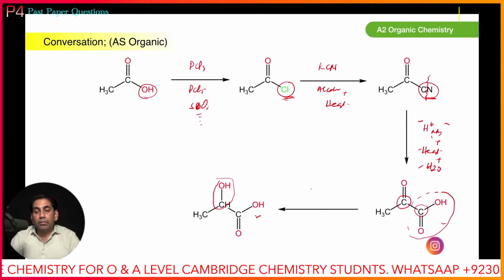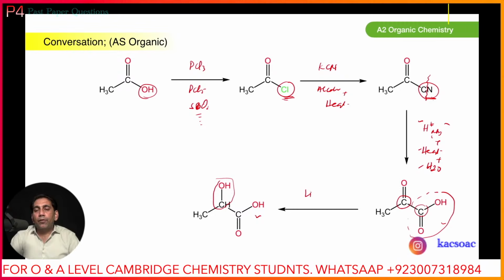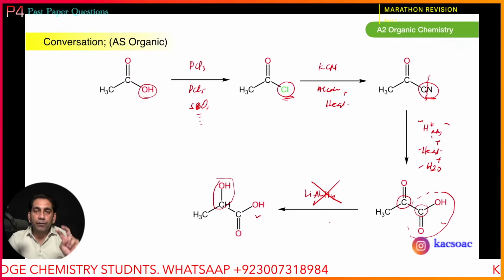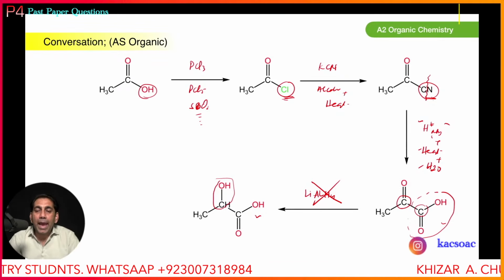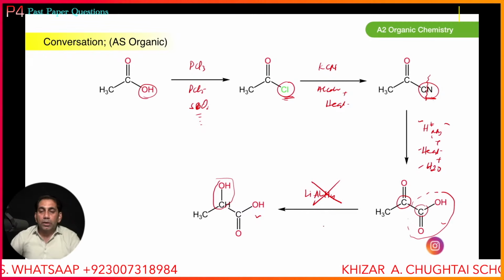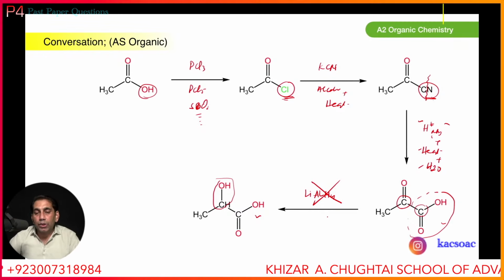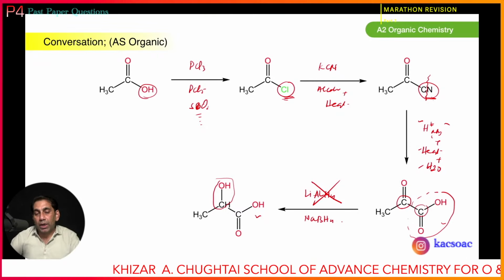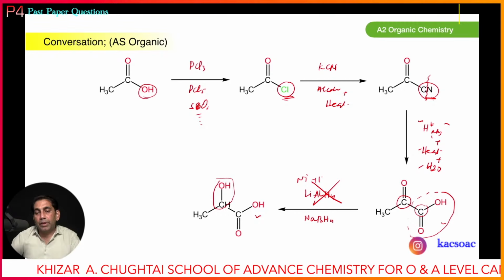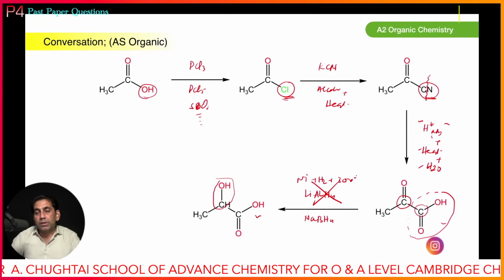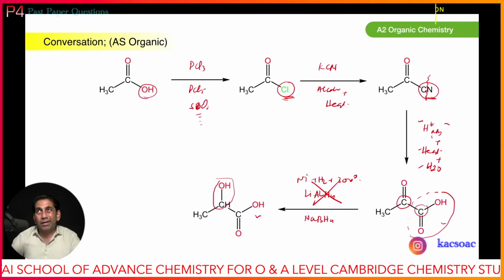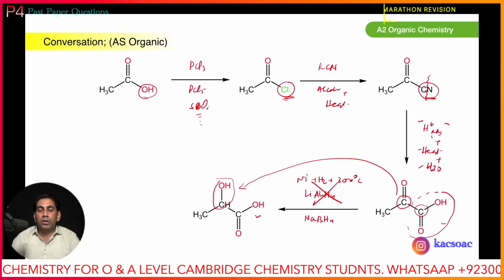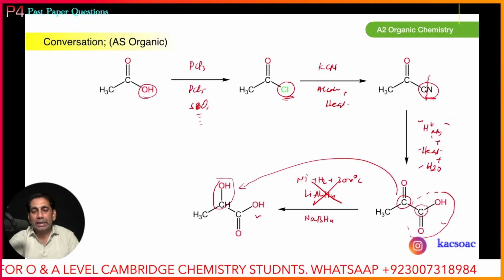But we cannot use lithium aluminium hydride because it will reduce both the carboxylic acid and this keto group as well. So you can use nickel and hydrogen plus heat, or you can use sodium borohydride. You can use nickel plus hydrogen plus 300 Celsius temperature to change only this keto group into this alcoholic group, that is, a secondary alcohol.